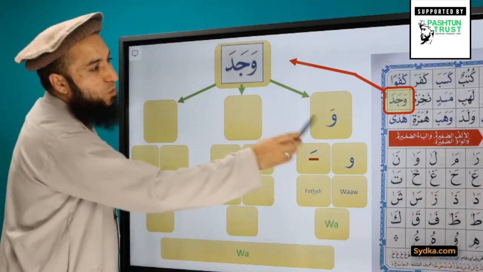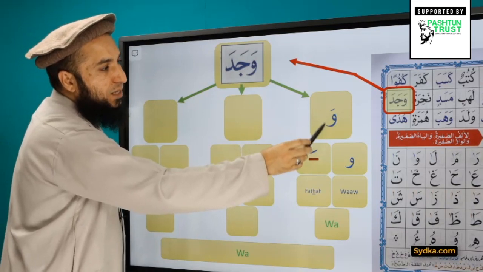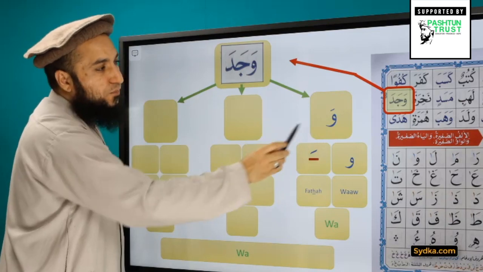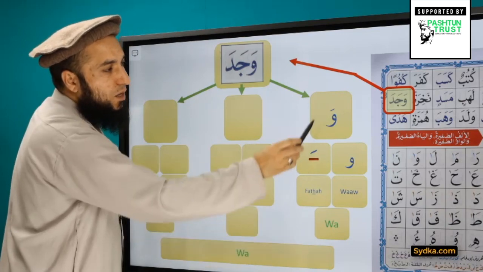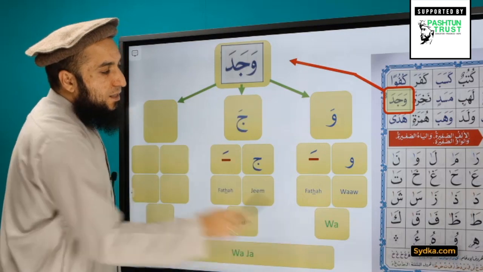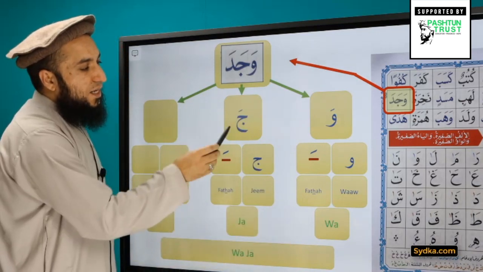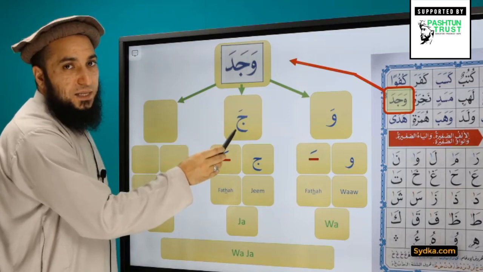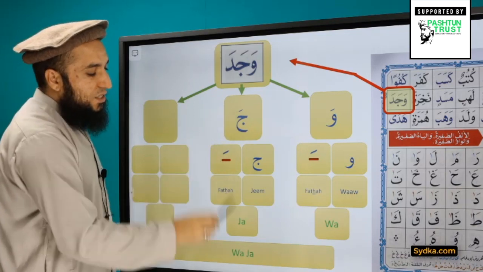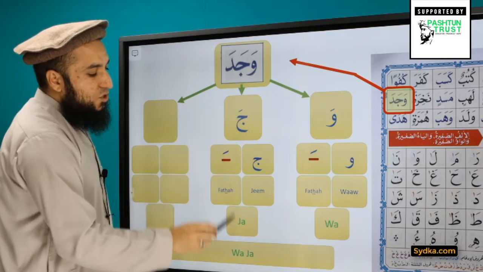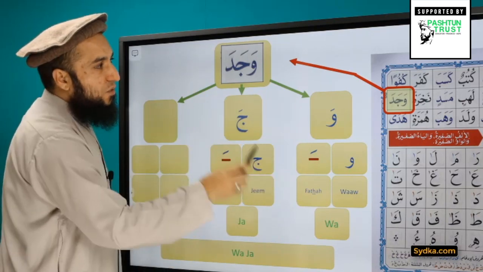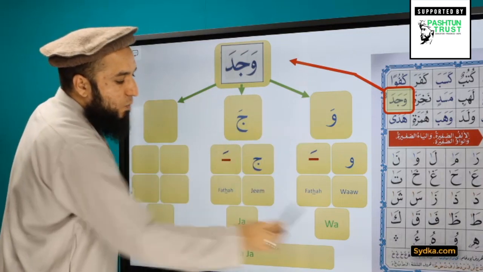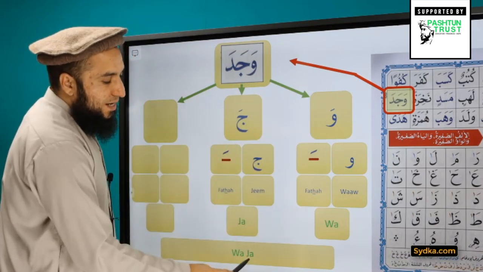The first syllable is waw fatha wa. Waw is not silent, it has fatha, and waw is a light letter. Waw fatha wa. The second syllable we have is jim fatha ja. Jim is not silent, it has fatha, and jim is a light letter. Jim fatha ja. So we connect these two syllables and we have waja, waja.